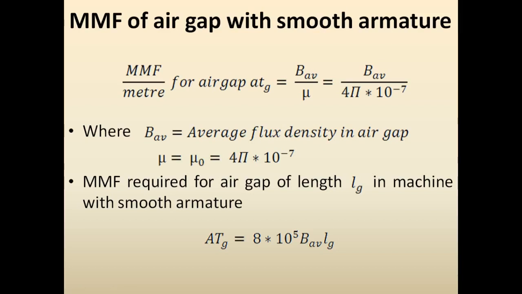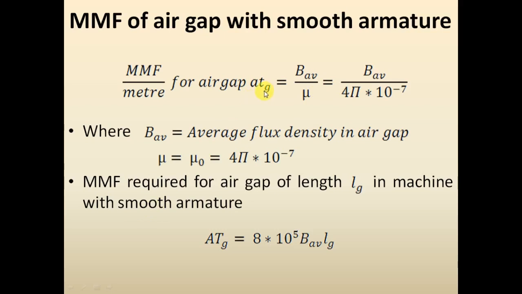As all of you are aware about the standard relation between B, H and nu, that is H is equal to B by nu, where H is actually the magnetizing force. We have already mentioned that in our previous slides. It is also said to be mmf per meter, which is indicated as small at. So the value of H for air gap can be found by using the standard relation, which is represented here.